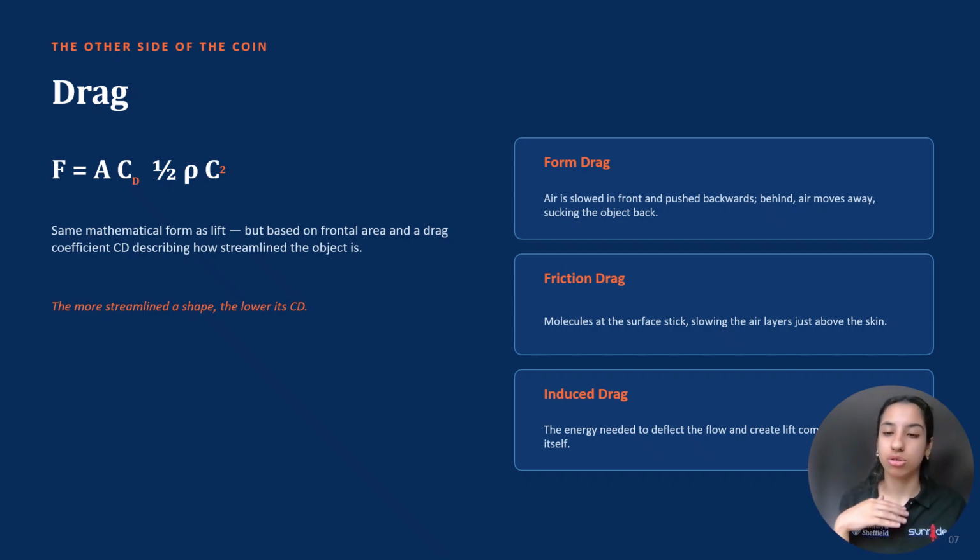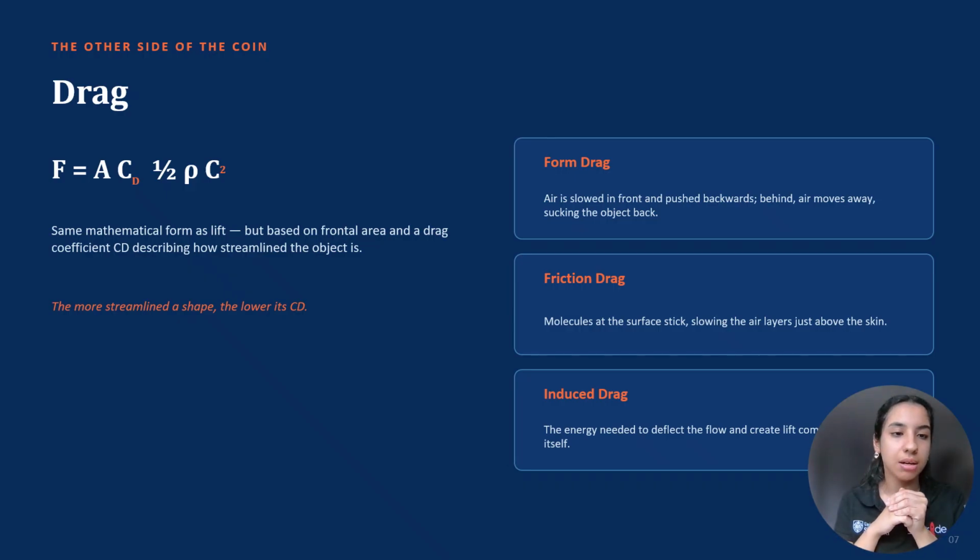Now friction drag is just in the name. You have the object, you've got the molecules on the object, they rub with the airflow, the air molecules, causing friction, and then therefore slow down. You got induced drag, which sounds pretty weird because it happens because of the lift itself. So the energy needed to deflect the flow and create lift creates drag itself, okay?